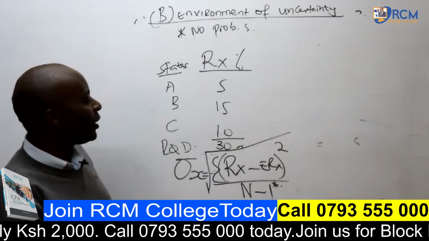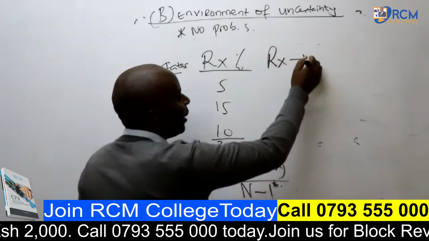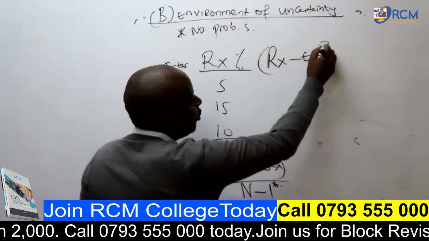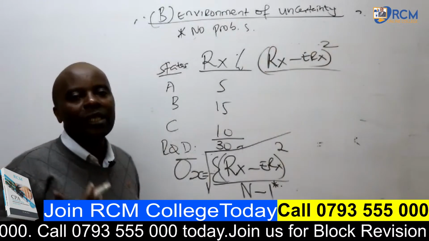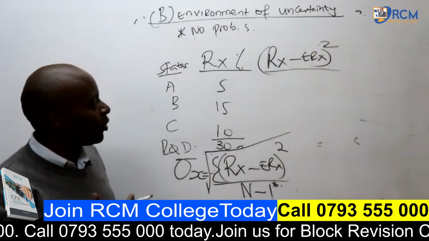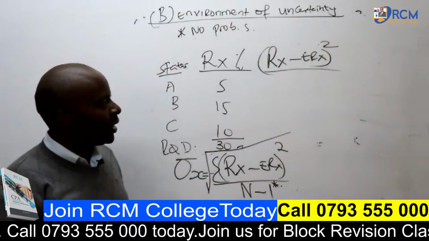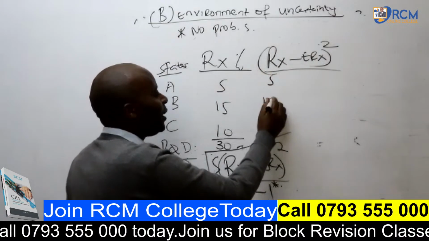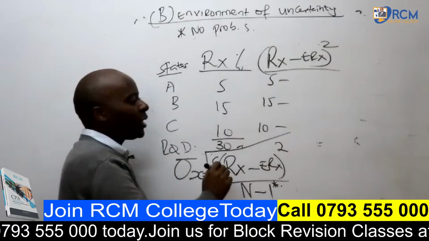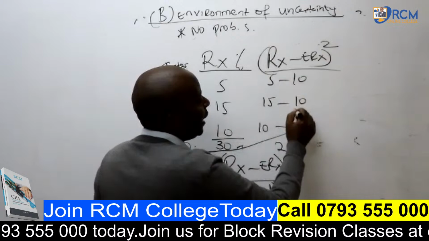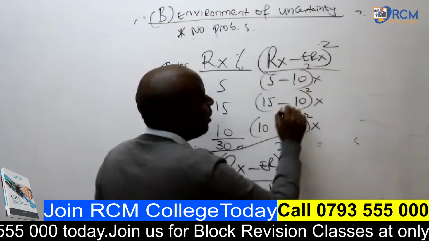Now, ladies and gentlemen, having discovered this, what I need to do is create a column up here of Rx minus ERX. And then we square. We don't have probability. Any question that has probability is a good question. There are no probabilities here. So we have our actual returns, 5, 15, 10, minus expected returns, which you are giving me as 10, 10, 10, like that. So we'll come and square them times the probabilities.